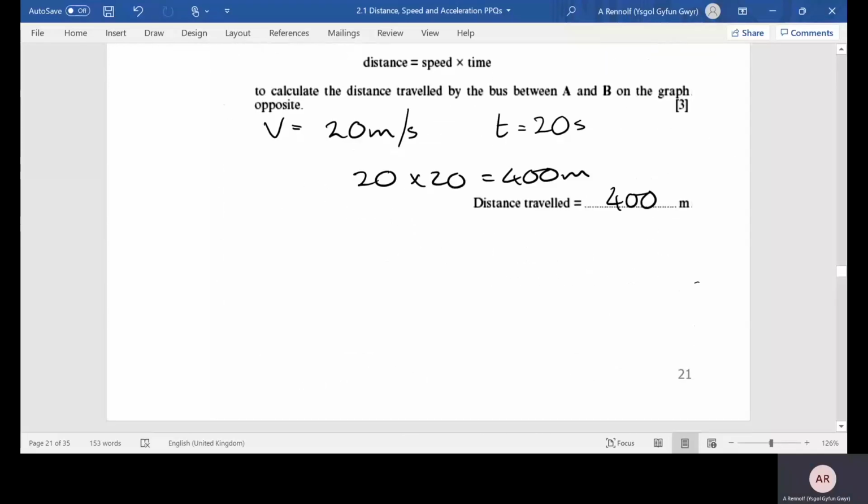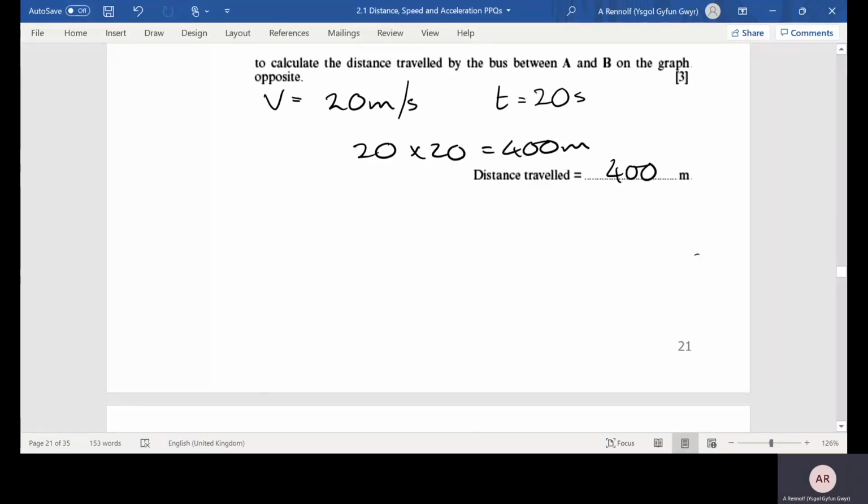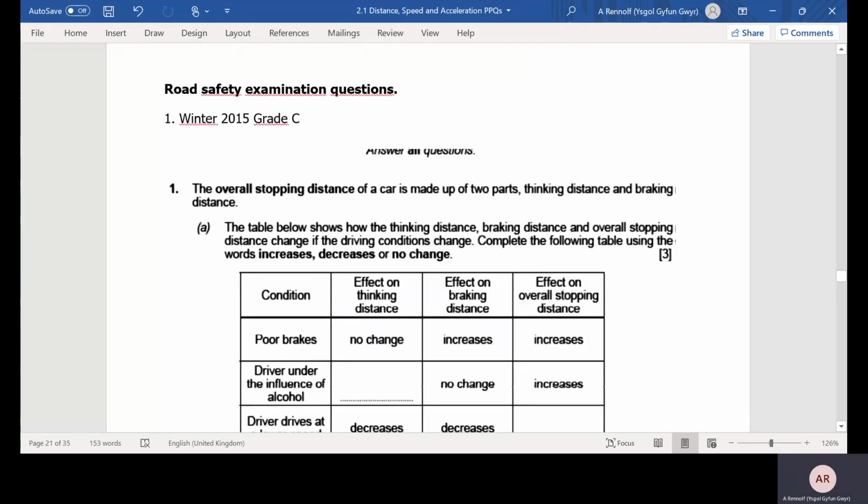And that is the end of the questions on distance, speed and acceleration. Now, there are some more questions in the booklet that deal with car safety or road safety rather, how we drive safely. But I will deal with those in a second video.